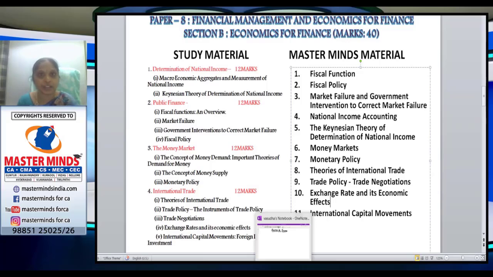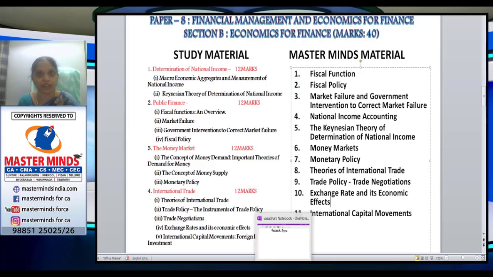At the last, international trade: theorems of international trade, trade policy and trade negotiations, and international capital movements. And the last one is exchange rate and its economic effects. All these 4 chapters together carry 12 marks. Okay, 48 marks. And we can't say from which chapter they may take the additional 4 marks. We don't know, right? The minimum weightage of each chapter is 12 marks. And this is the whole information regarding this.